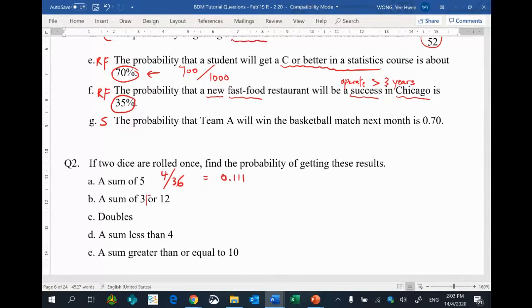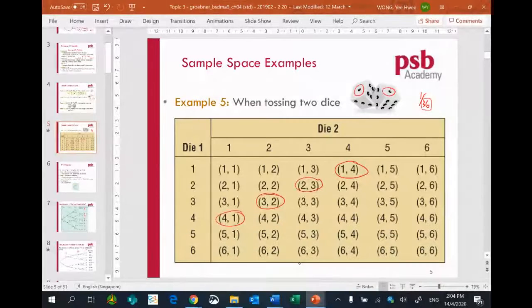Okay, next one. Note the keyword here, 3 or 12. So you're going to find 3 first, then you add 12. Each one divided by 36 because there are 36. So let's find out how many give you a 3. So I have to take this away again. Which one gives you a 3? 1, 1 cannot. 1, 2 and 2, 1. Then the rest cannot already. So 2.